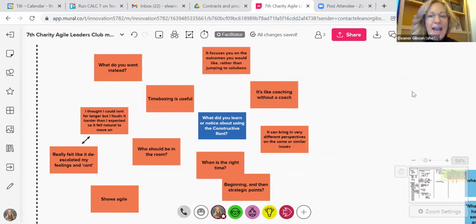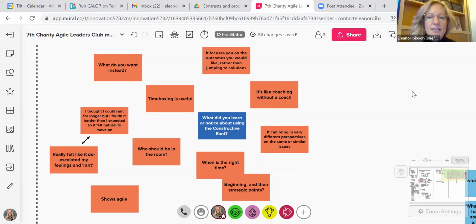For example, it was really outcome focused. It took a coaching approach with that assumption that the person ranting was the right person to come up with solutions. They found that the time boxing is really useful, so having a specific amount of time for each section of the rant was a really great way to ensure that individual people didn't take up more time than others. And they actually found that within that, what feels like quite a short amount of time, they got quite a lot done. It was a great way of bringing different perspectives on the same or similar issues.